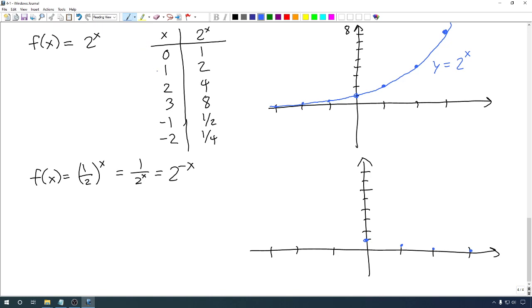And then we can go the other way. Negative 1 is going to correspond to 2. Negative 2 is going to correspond to 4. 1, 2, 3, 4. And then negative 3 is going to correspond to 8.